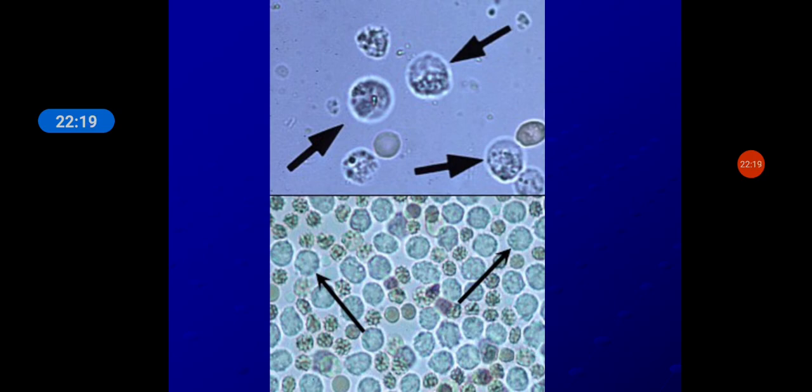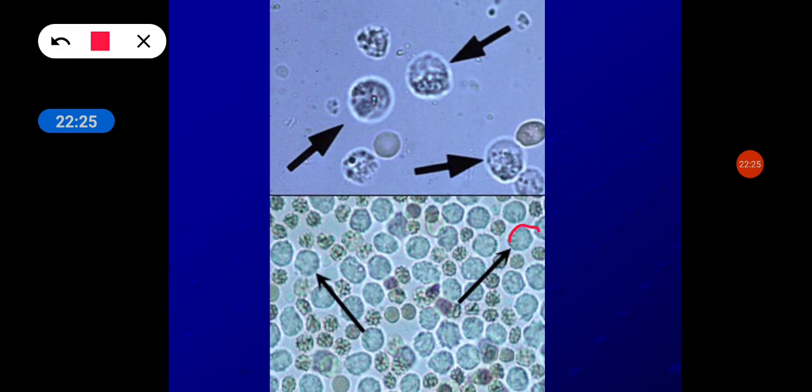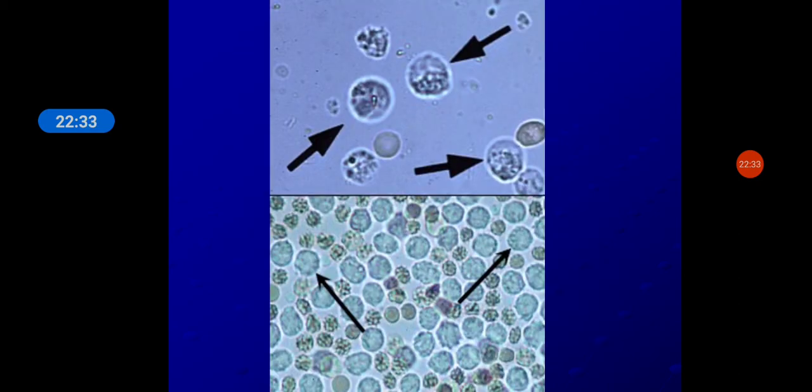Adjacent to that, if you can appreciate, those are the RBCs. The big ones are the pus cells and the small ones are the RBCs. So this urine is definitely indicating that there is some form of infection.